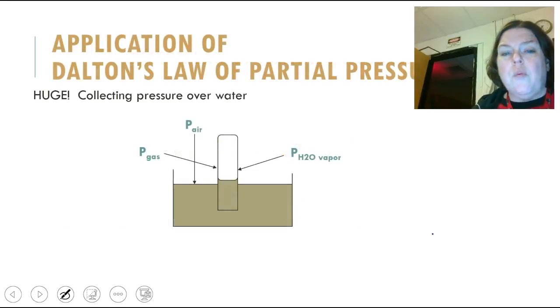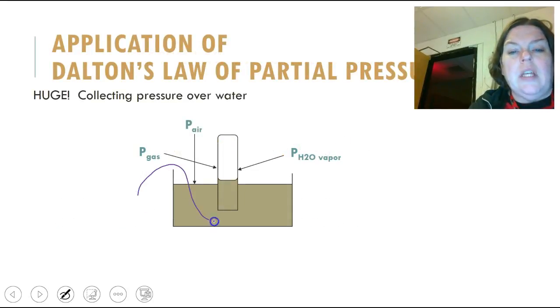So when we collect over water, we have a situation like this where something is being bubbled in right here from a place, and it's being collected up here. The air is pushing down here on this water. The gas is pushing on this liquid in here, and this is representative of the vapor pressure of the water and the gas together. Notice that they're both pointing into that container, and this represents the pressure of the air.